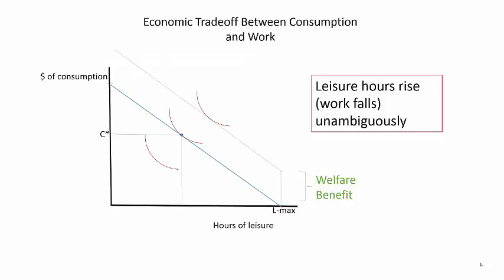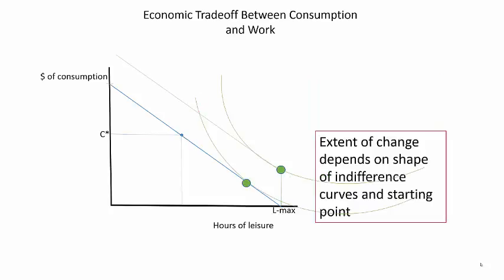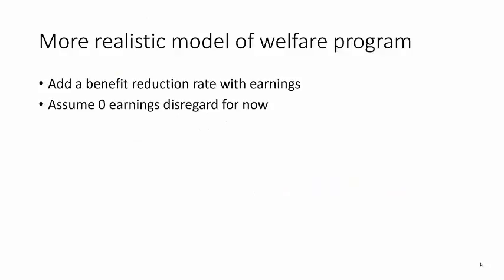Here, for example, is the effect of the simple benefit model on leisure and work with one type of preference structure, or for one consumer. And here is an illustration or example for a different case, a consumer with slightly different preferences. In both cases, hours of leisure increase and hours of work decline.